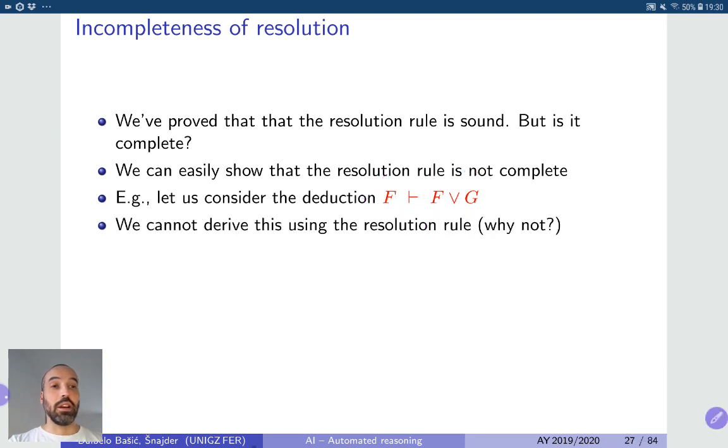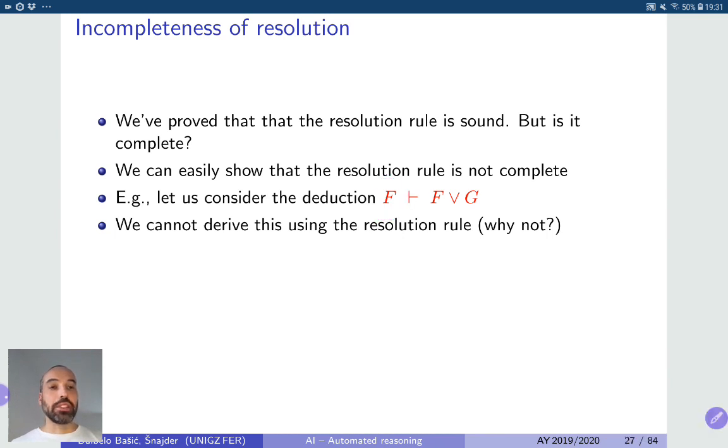Can we actually derive this using resolution? No, we cannot. And that does it. That's the proof. Since the resolution rule is not applicable to a single premise, right? It has to have two clauses as input. Remember that. It has to have two clauses. And here we only have one, so we can't do anything, and we're done.